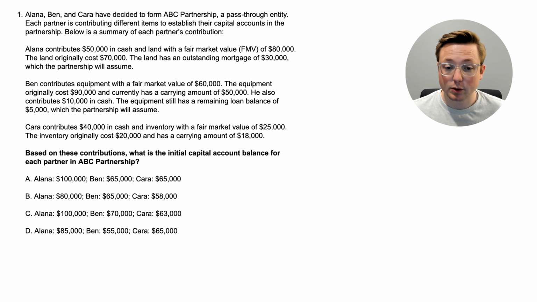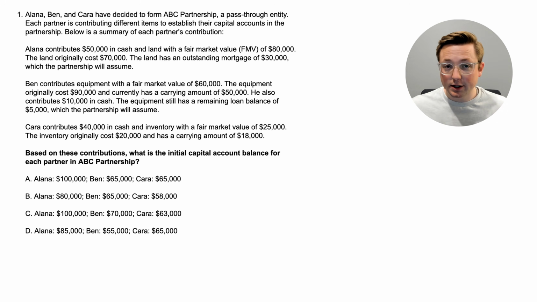Ben contributes equipment with a fair market value of $60,000. The equipment originally cost $90,000 and currently has a carrying amount of $50,000. He also contributes $10,000 in cash. The equipment still has a remaining loan balance of $5,000, which the partnership will assume. And then finally, for the last partner, Kara contributes $40,000 in cash and inventory with a fair market value of $25,000. The inventory originally cost $20,000 and has a carrying amount of $18,000.